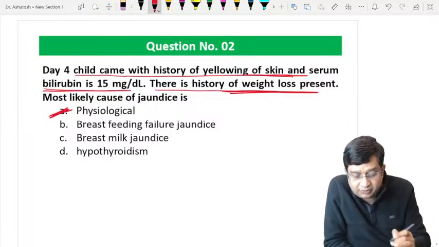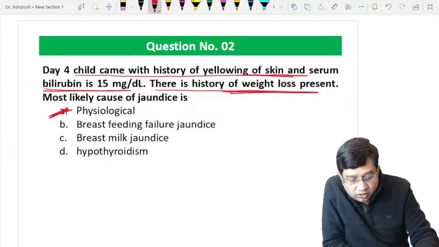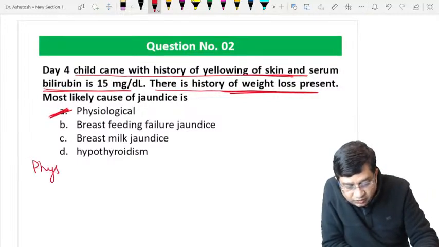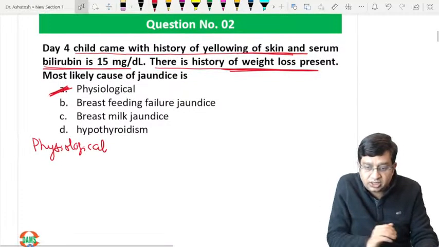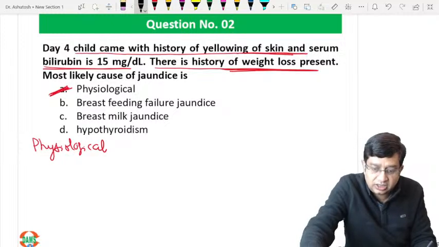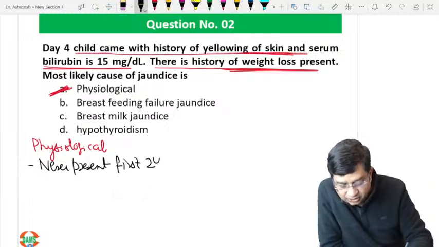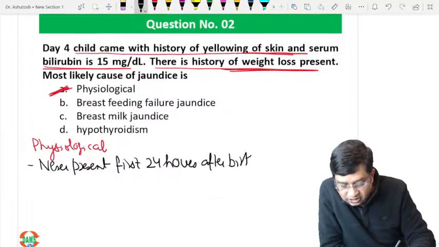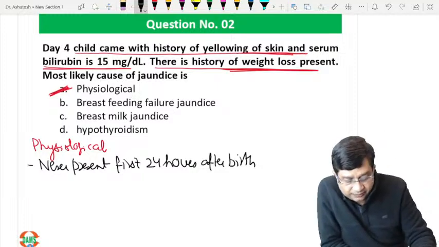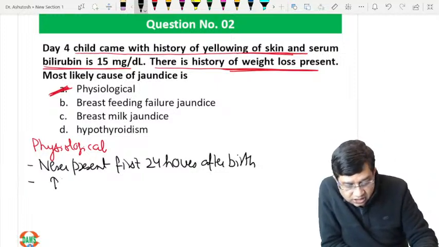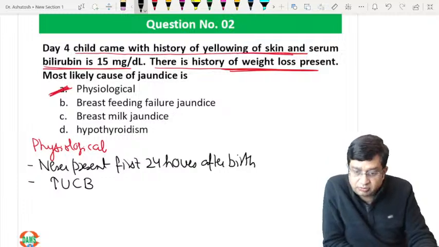So if you can comment upon, मतलब अगर simple इतना है, क्योंकि we all know what are the features of the physiological jaundice. The features of the physiological jaundice are, it is never present in first 24 hours after birth. That is one thing. There is increase in unconjugated bilirubin.